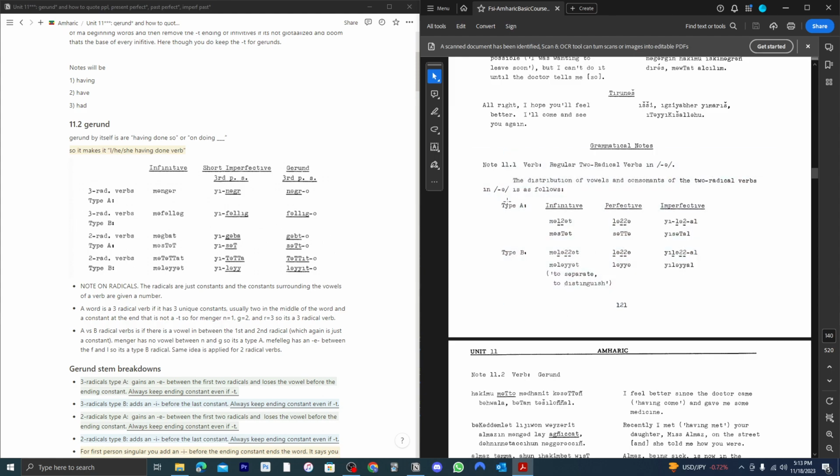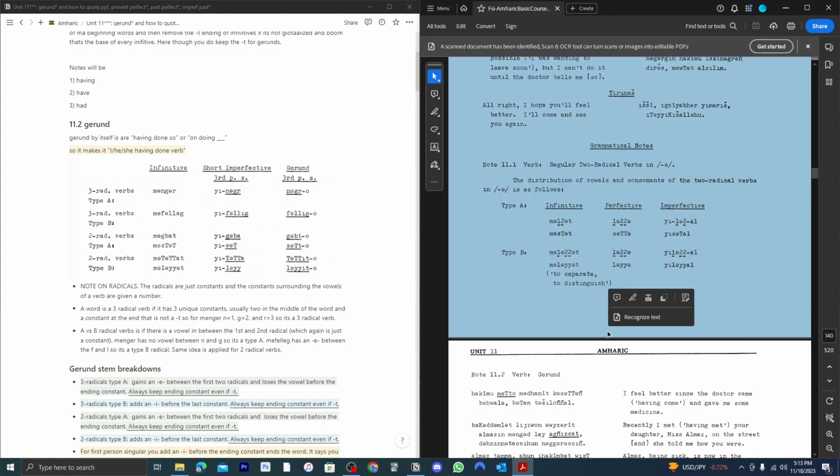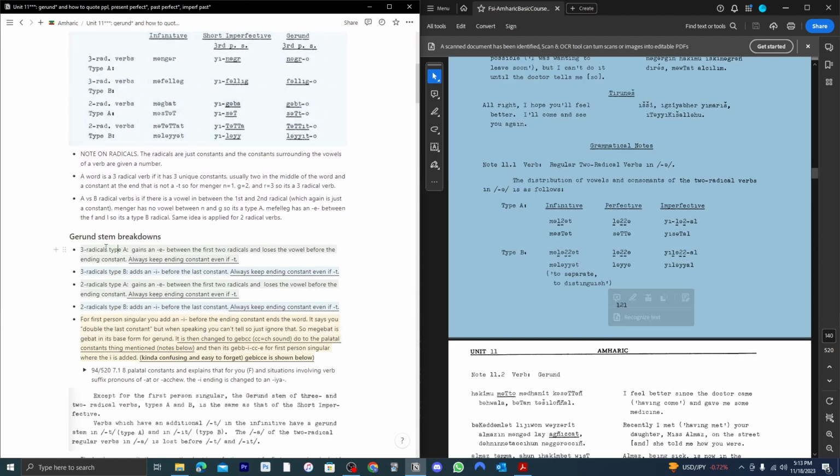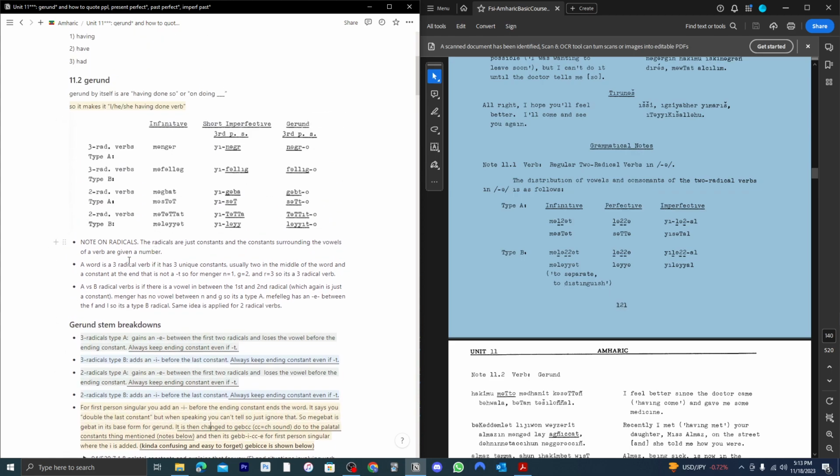So starting off, there are different types of verb classifications. There's type A and type B. I don't like how the book really broke it down here, so I'm going to kind of have my gerund breakdown thing here. But starting off with the classifications, they call them either 3 verb or 2 verb radicals, and there's type A and type B. 3 versus 2 is pretty dumb. It just counts the number of consonants in the word that are not the M at the beginning of the word, or the T at the end of the word.